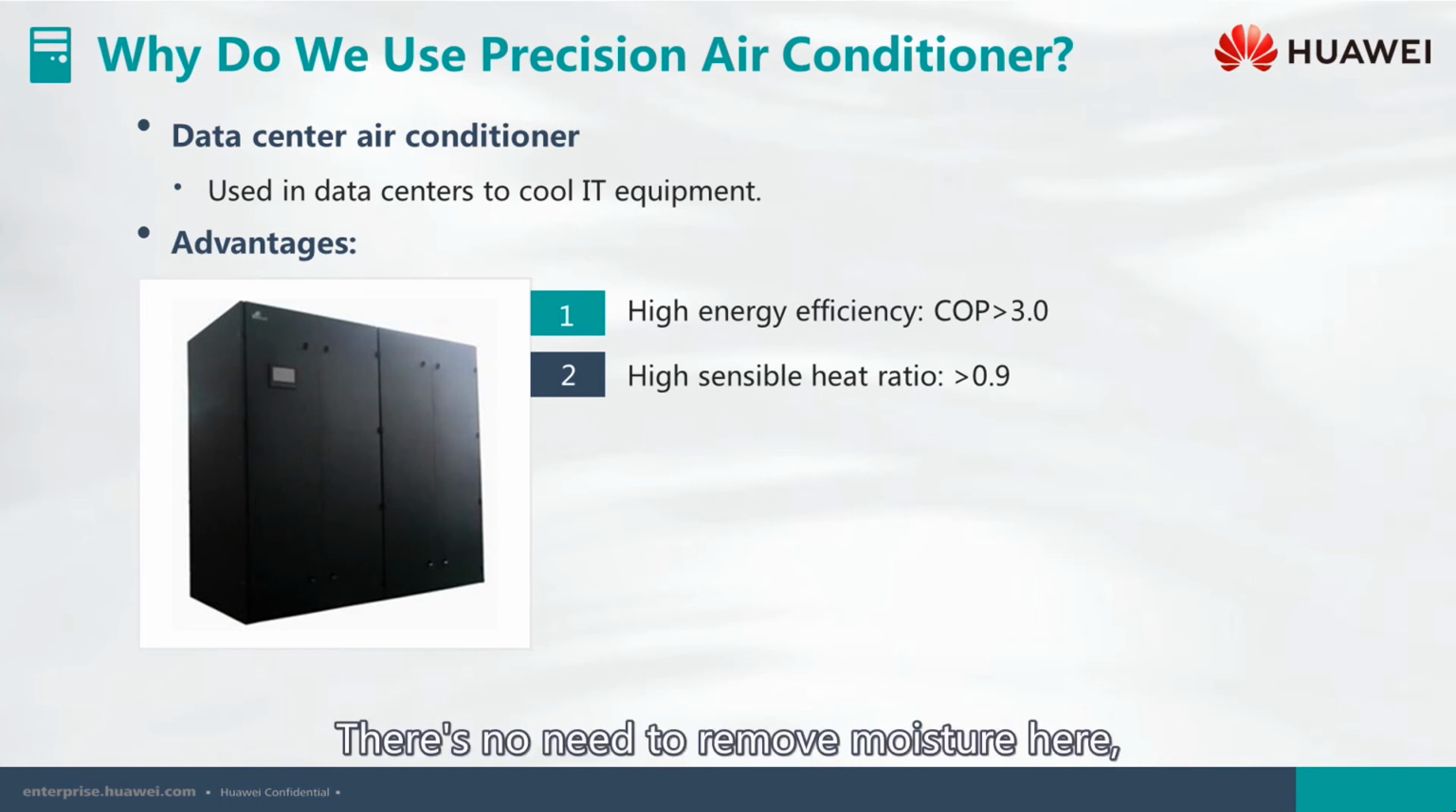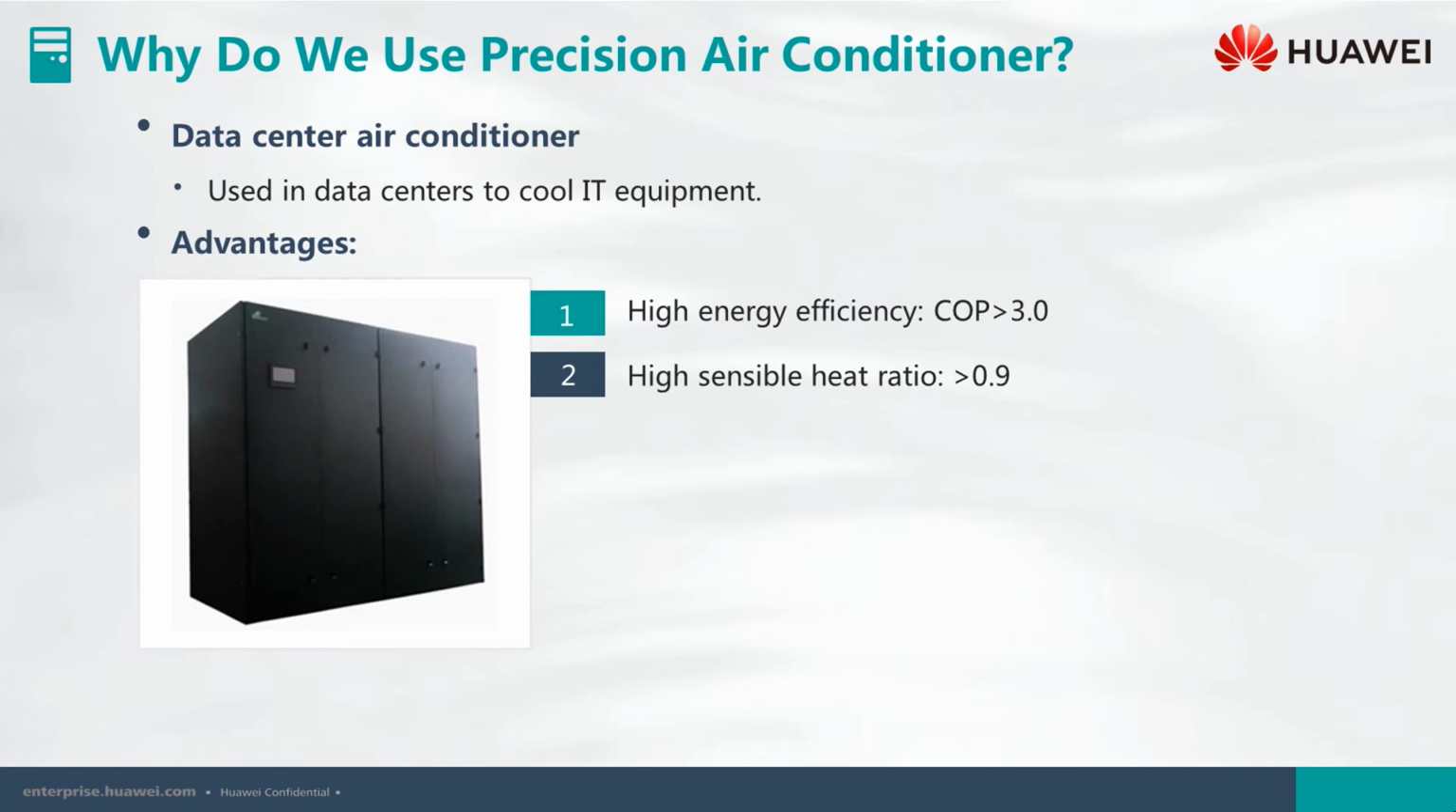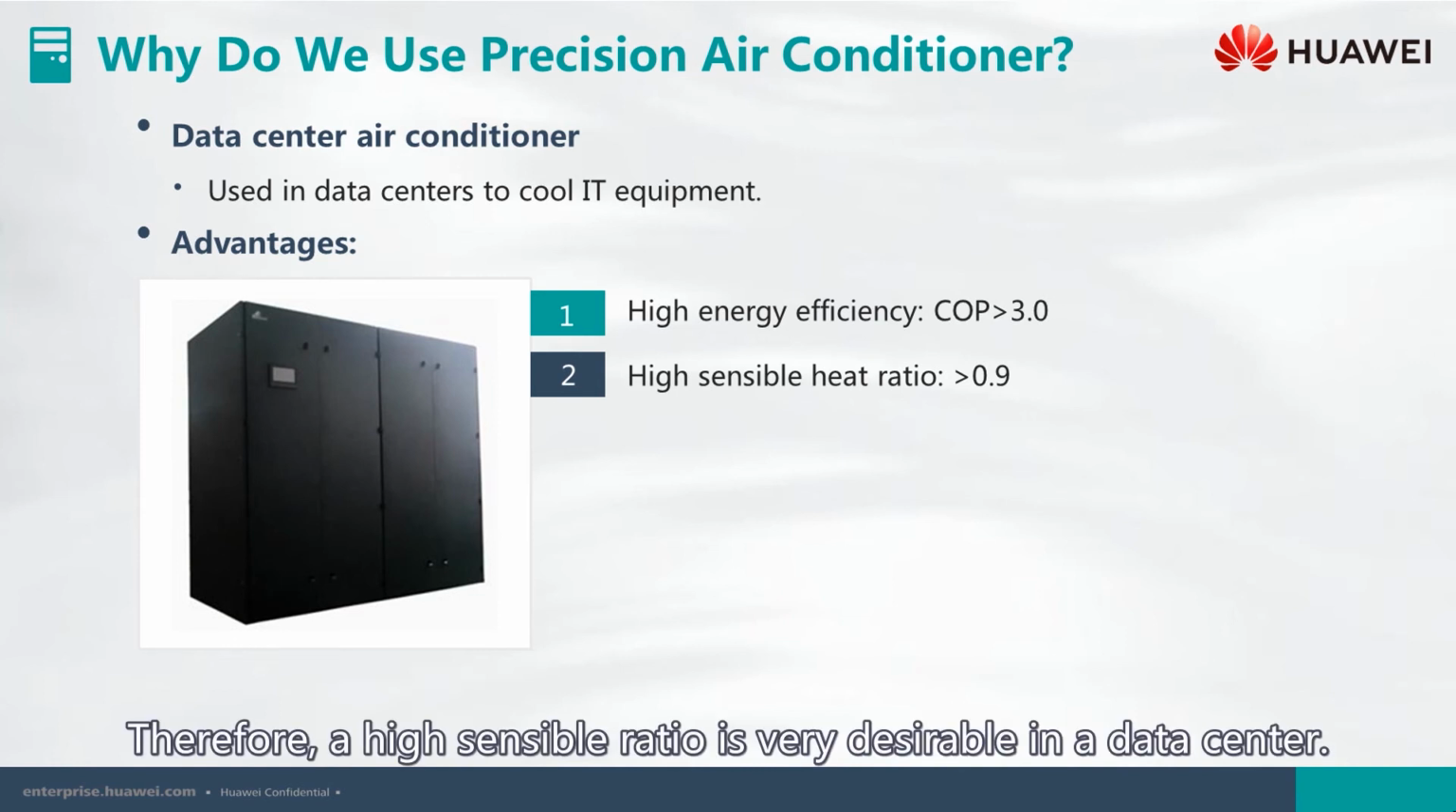There's no need to remove moisture here. And if the sensible heat ratio is low, the air conditioner will remove moisture, resulting in low humidity. This would mean that we would have to use a humidifier to increase the humidity, which would waste energy. Therefore, a high sensible heat ratio is very desirable in a data center.